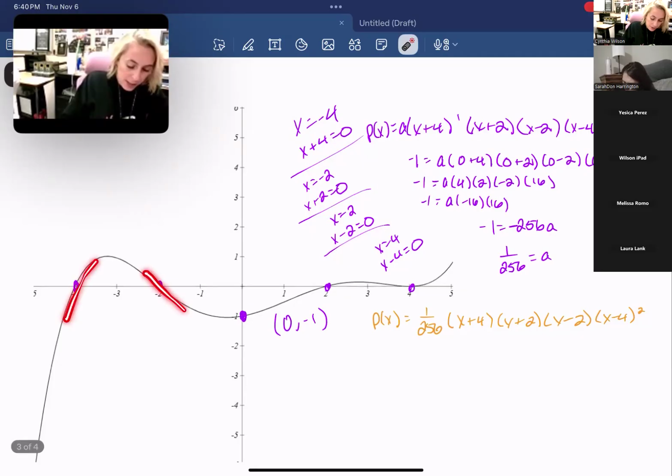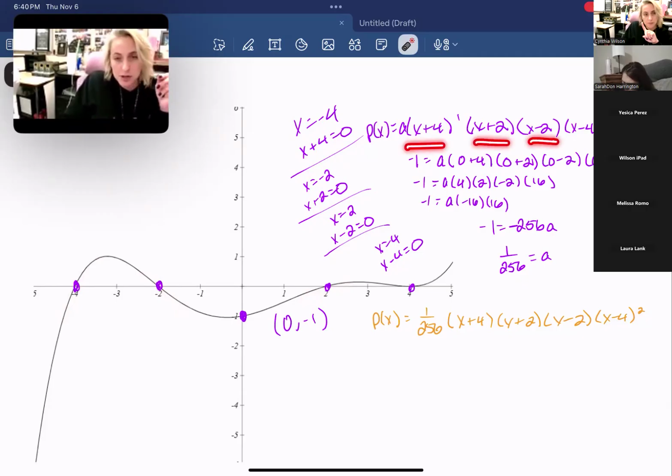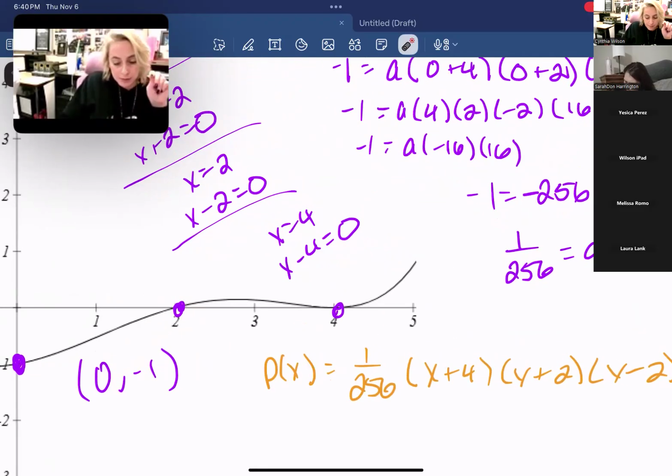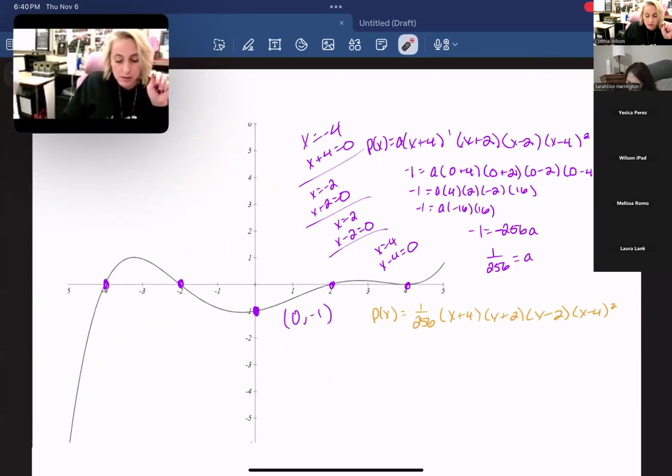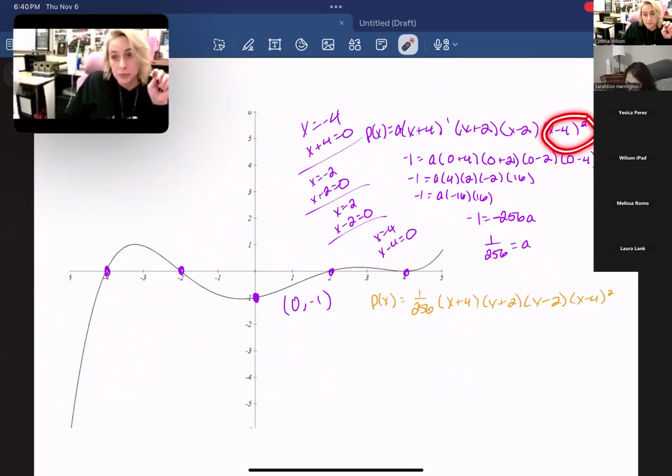At -4, -2, and +2, all they do is cross through. So each one of these has a multiplicity of 1. At x equals 4, it bounces. So it has multiplicity of 2.